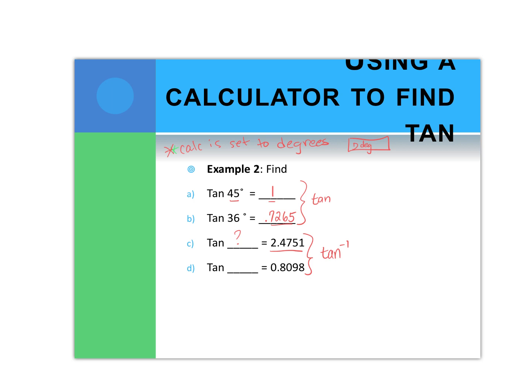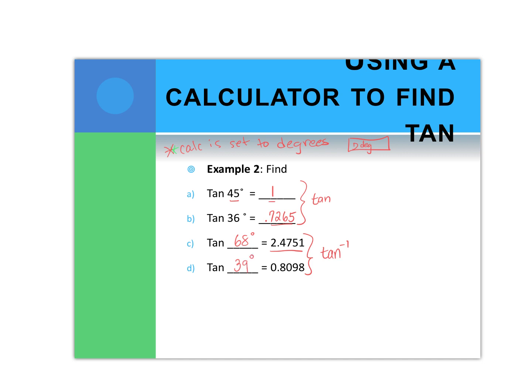So again, I'll come to my calculator and I'll say, okay, well, 2.4751 is the tangent ratio. It's the tangent amount for what measure? And when I hit inverse tangent, I realize that it is the tangent of 68 degrees. And when I go to 0.8098, and I'm looking for degrees, so I do inverse tangent, I notice that I get 39 degrees.